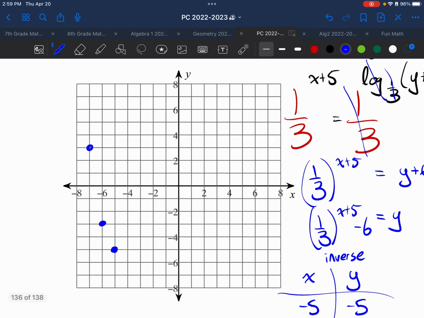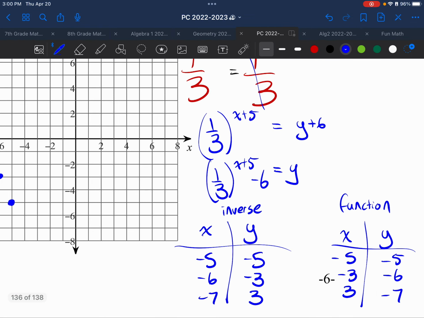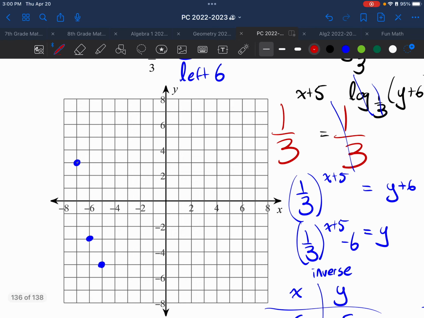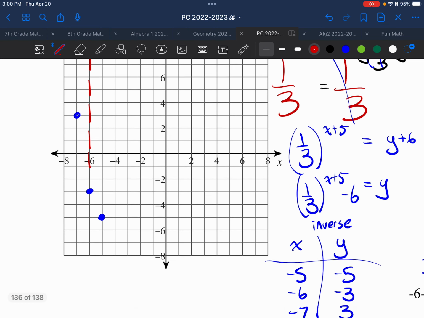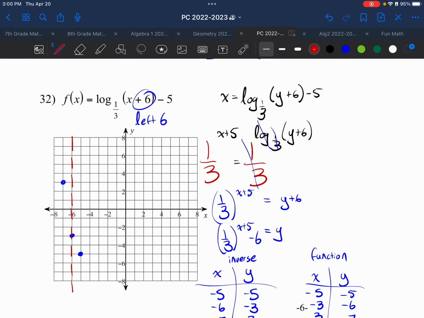What? I have made a mistake. Something weird is happening here, because you always have a vertical asymptote, and I know where that vertical asymptote is, because this here says left 6, which means my vertical asymptote, no matter what I do, is going to be right here. And the problem with these points that I've drawn, my vertical asymptote is right in the middle of my function, which cannot happen. So I've made a mistake. Let's go ahead and find that mistake.